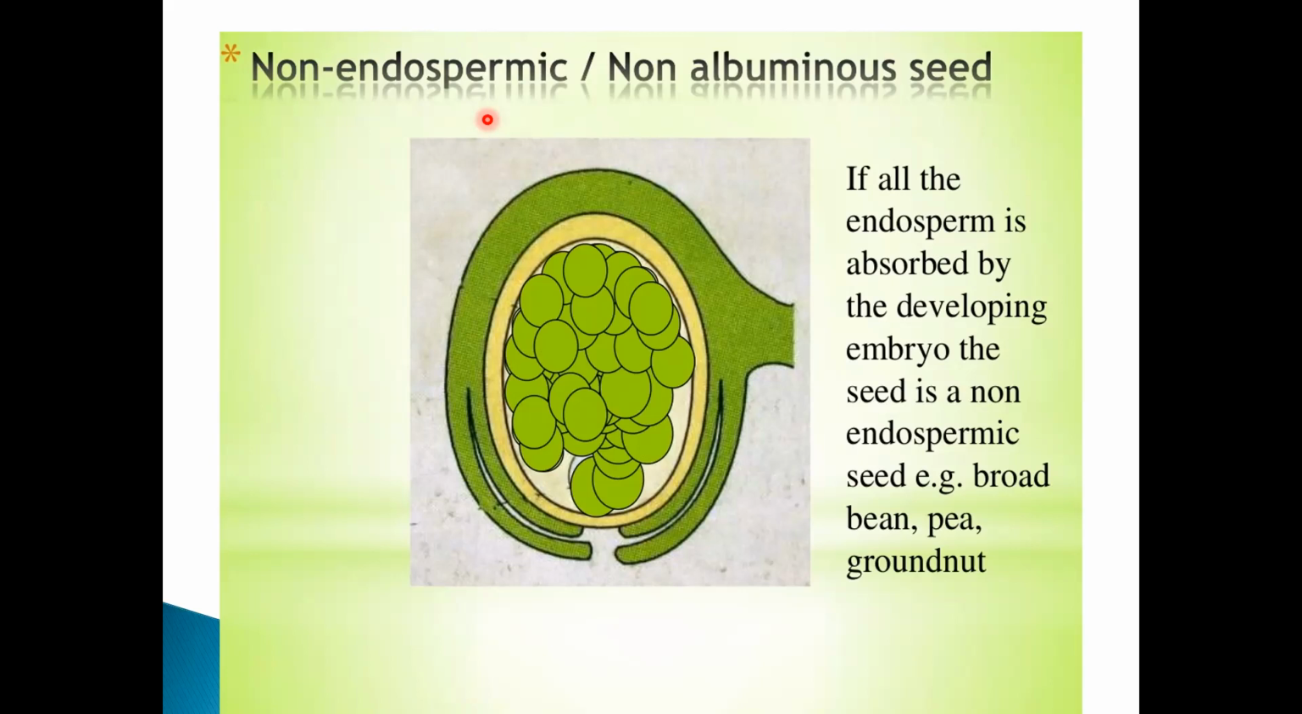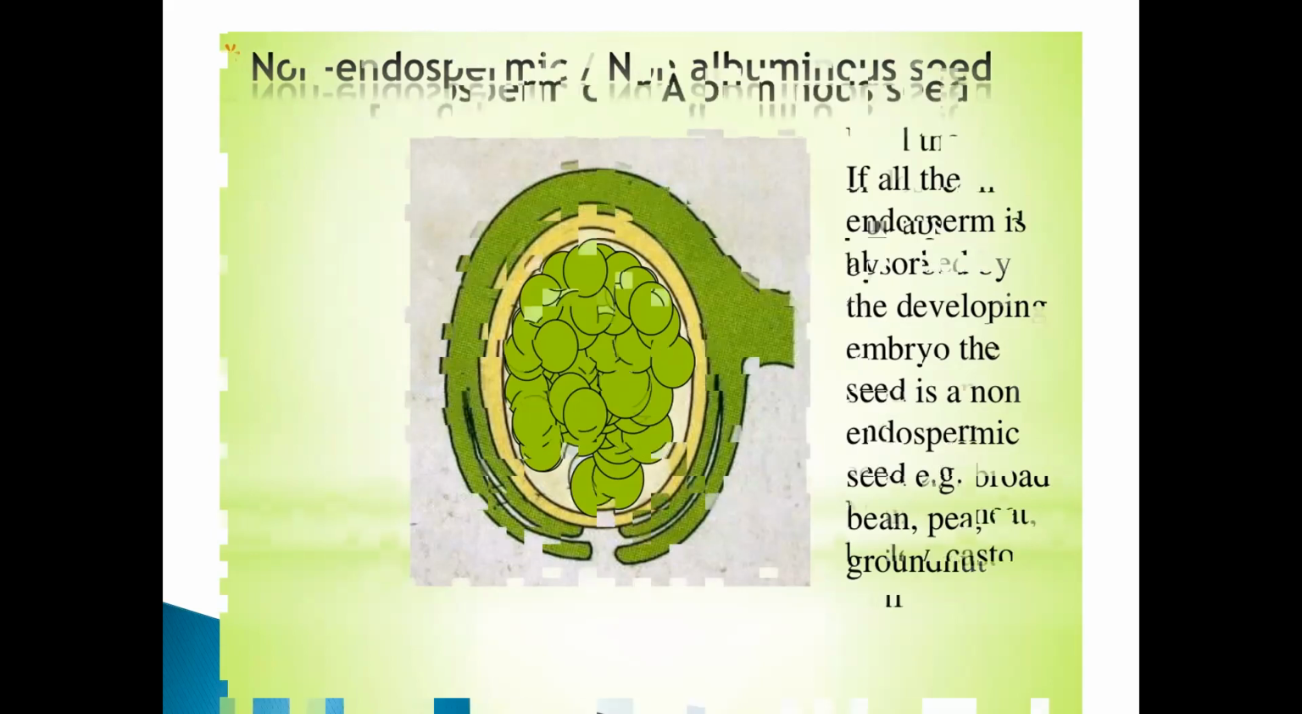So non-endospermic seed or non-albuminous seed: if all the endosperm is taken up by the developing embryo, the seed is called a non-endospermic seed. It means there is no presence of endosperm in that seed. So this is called a non-endospermic seed.